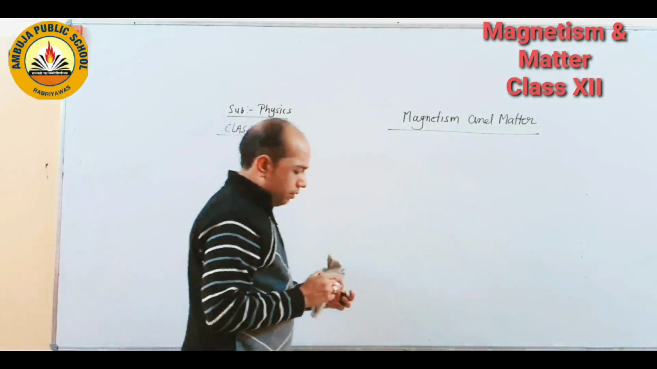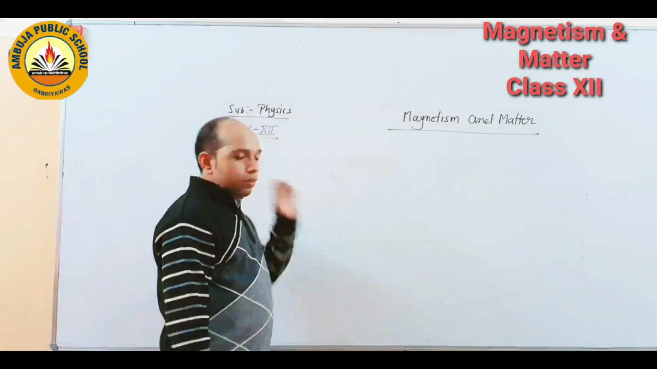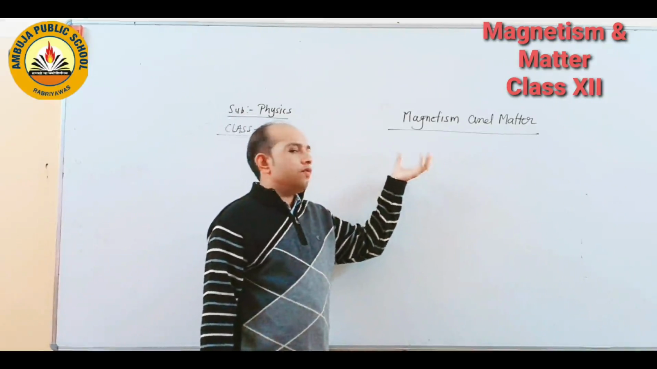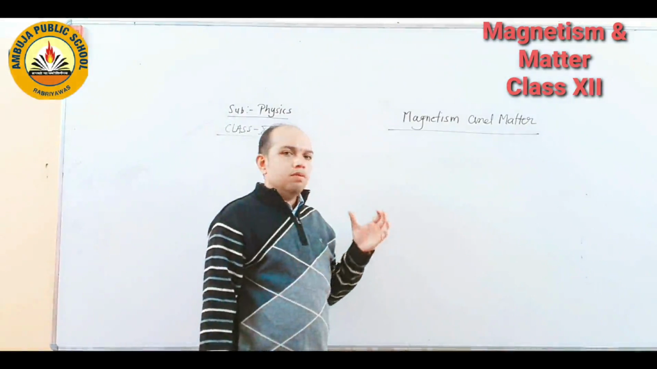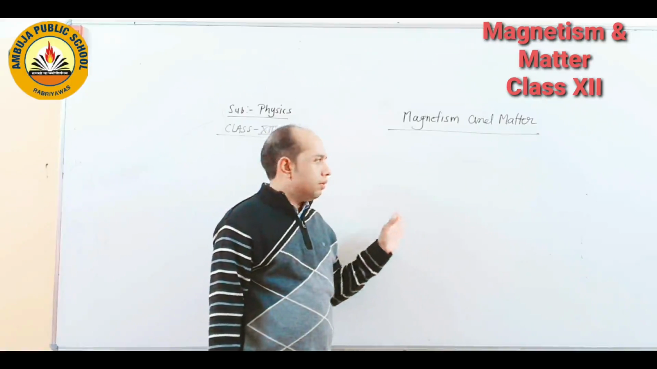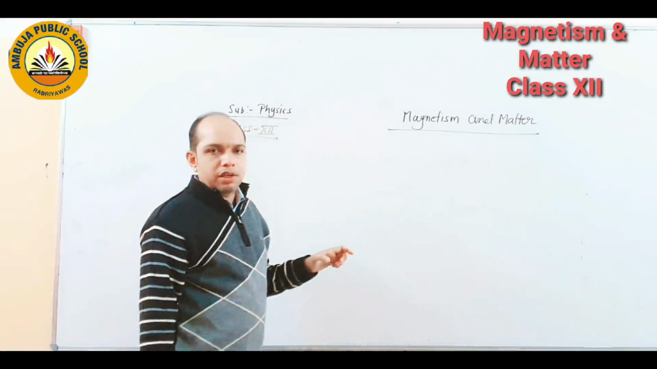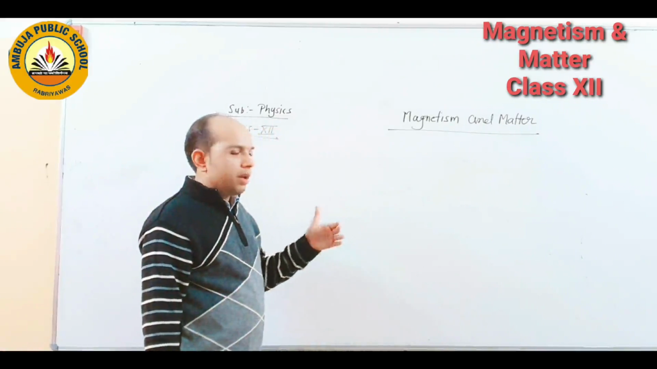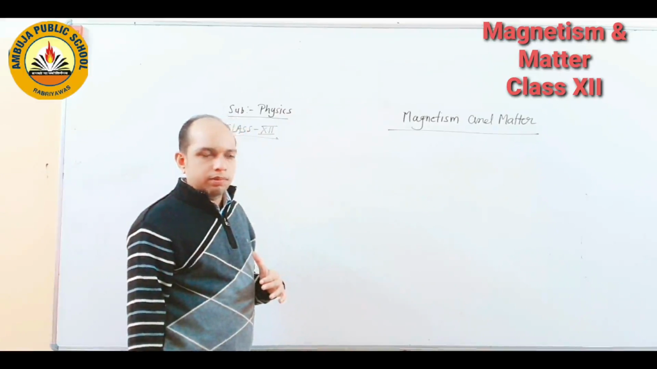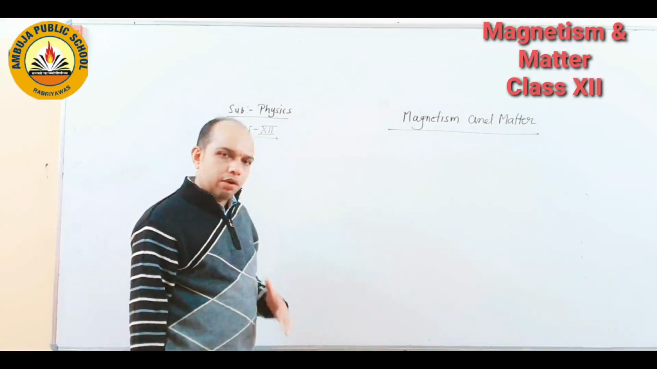So what we have to learn in the magnetism and matter chapter is how to define the term magnetism. In magnetism we mainly focus on the magnet, what its properties are and how to utilize the property of magnetism in different applications, in diamagnetic substance, ferromagnetic substance and paramagnetic substance. And the behavior is the same as in electrostatics.